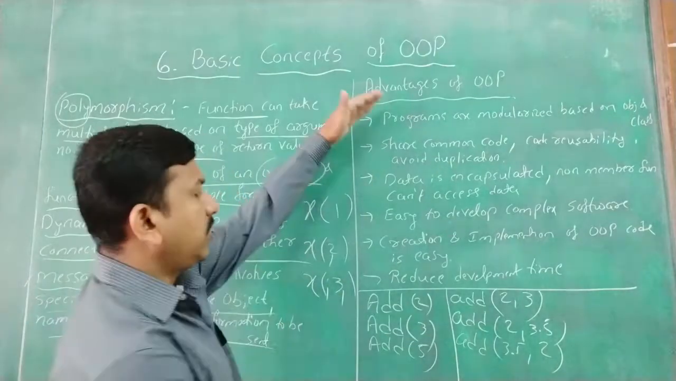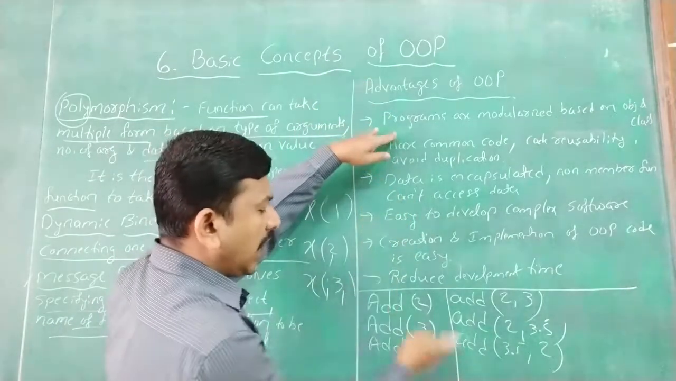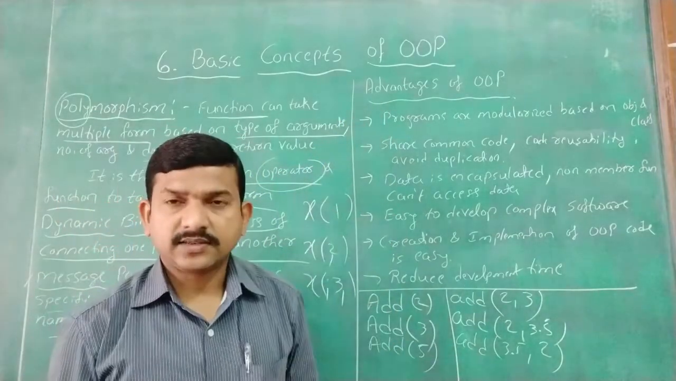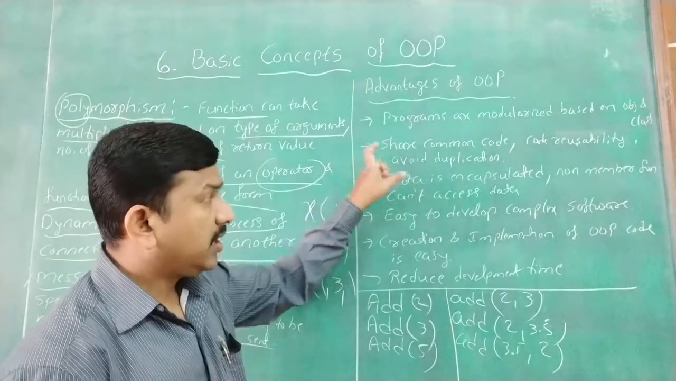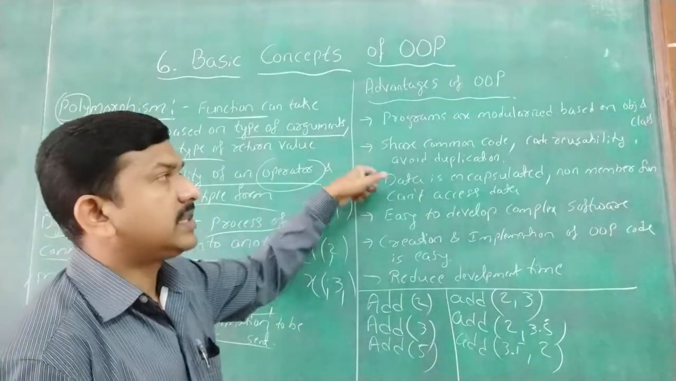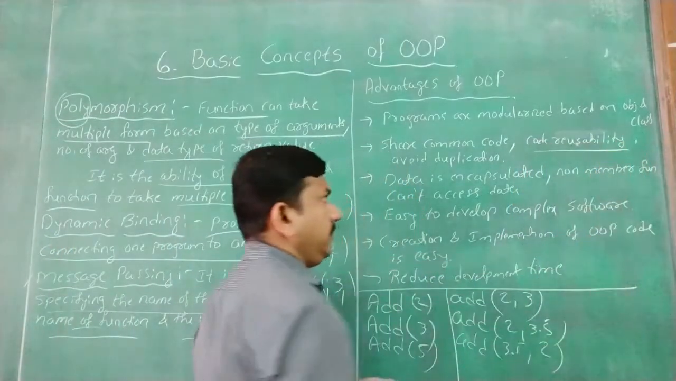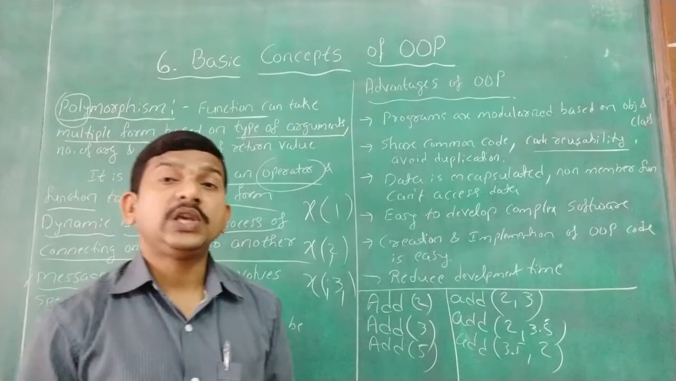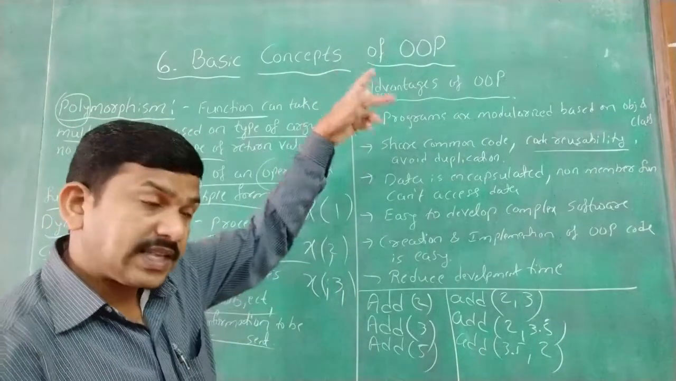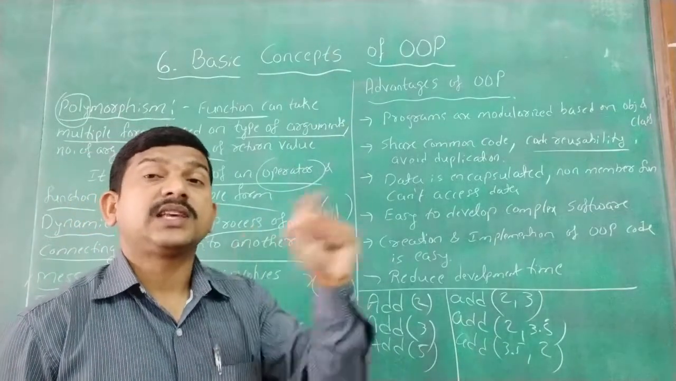Assume that this is one program. Here I have written some code. The same code I want here. So it is not necessary to write it once again. You can use this already written code. That is called code reusability. Code reusability means what? Already I have written it somewhere, and the same thing I can use somewhere else. It's not required to write it once again.